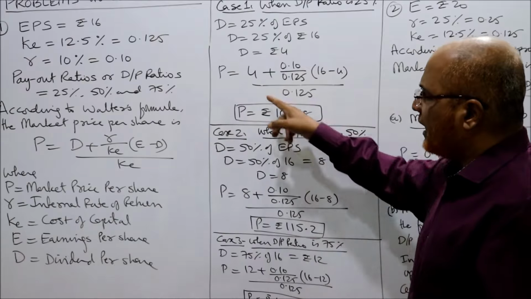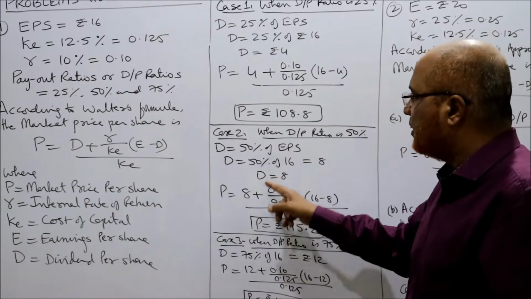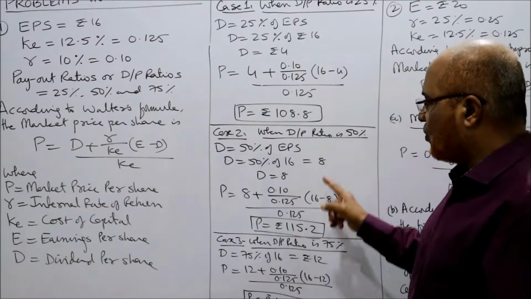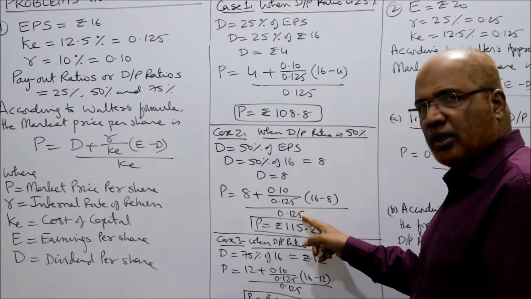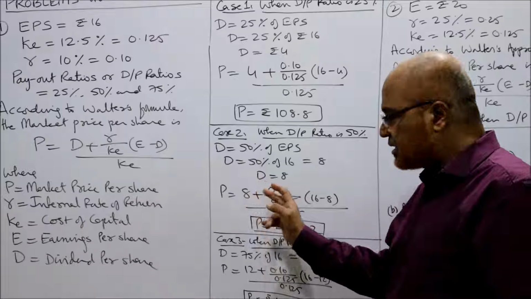यही फॉर्मूला है, खाली डिविडेंड को चेंज कर दिए. D यहाँ पर 4 था, यहाँ पर D को 8 बना दिए. ये 0.1 by 0.125 सेम है और 16 minus 4 था, 16 minus 8 divided by 0.125. अगेन रिवर्स बैक कैलकुलेशंस. कैसा रिवर्स बैक कैलकुलेशंस?